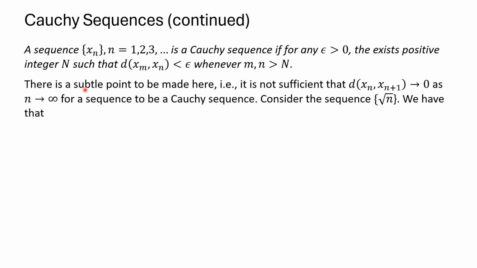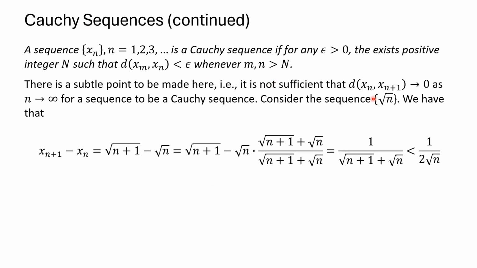So we have an example here where the distance between consecutive terms goes to 0 as n approaches infinity for this sequence here, the square root of n, but the sequence doesn't even converge, and it's not a Cauchy sequence either. We can see that by taking the difference of these two consecutive terms, just using the Euclidean distance here, and we plug in square root of n plus 1 minus square root of n. We multiply the top and the bottom by this term here and here. In the top, if you multiply this out, you just get 1.